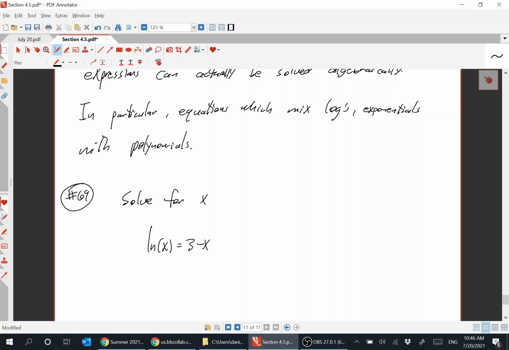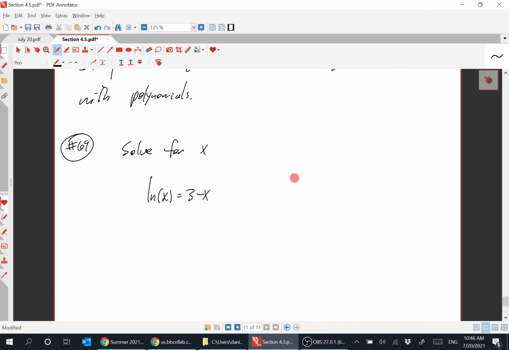It doesn't help to do this: e to the natural log of x is equal to e to the 3 minus x, because then that just becomes e to the 3 minus x. And this equation and this equation are just as unsolvable. So we're mixing in a log function and a polynomial. Here we're mixing an exponential function and a polynomial. We're asking, well, when are they equal? Okay, you can't solve that algebraically.